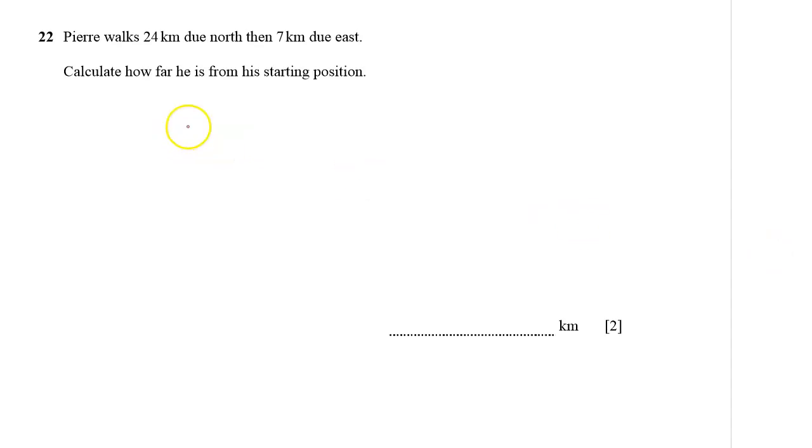Question 22. Pierre walks 24 kilometers due north, then 7 kilometers due east. Calculate how far he is from his starting point. Of course, if you have a compass here, this is north, and we are told he walks 24 kilometers north, right? He walks 24 kilometers north. This is 24 kilometers.